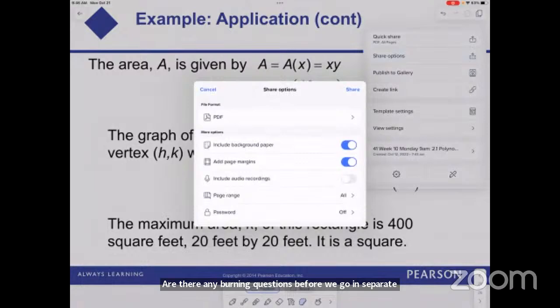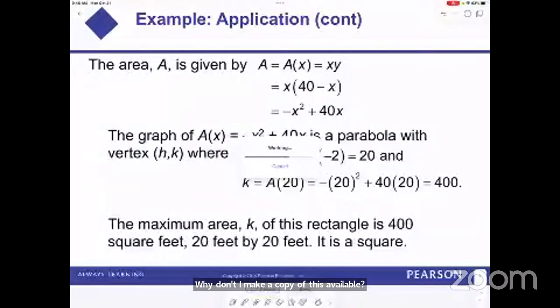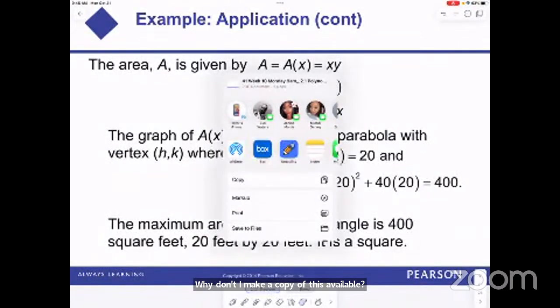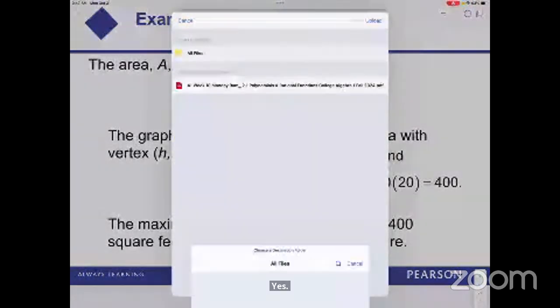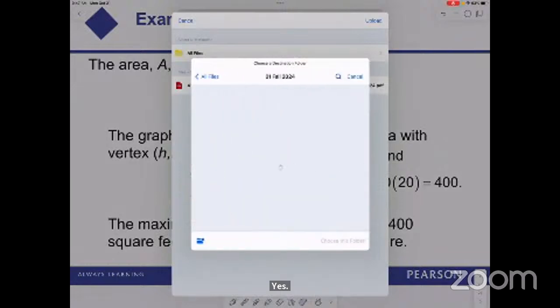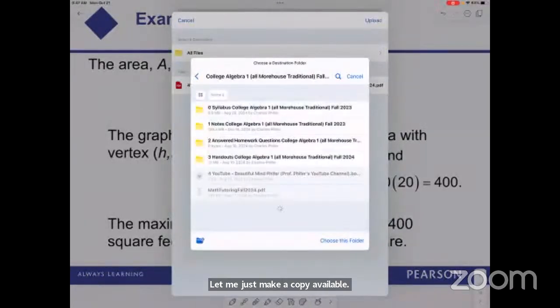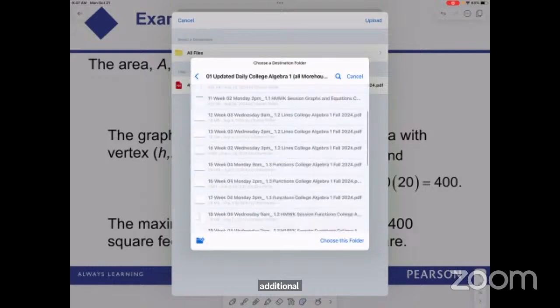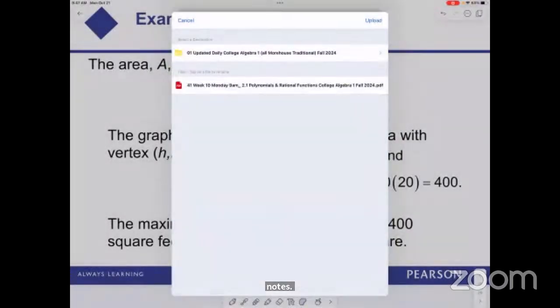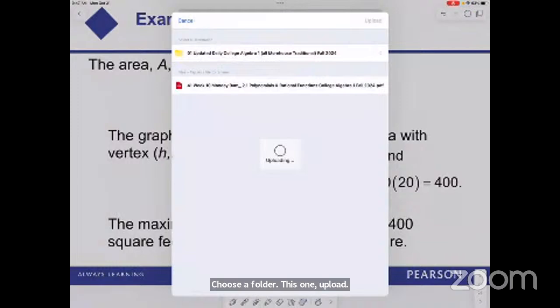While I make a copy of this available. Let me just make a copy available. Additional notes. Okay. Choose a folder. That's fine. Upload. Might be missing an assignment. That's okay, because I don't think we really wrote anything.